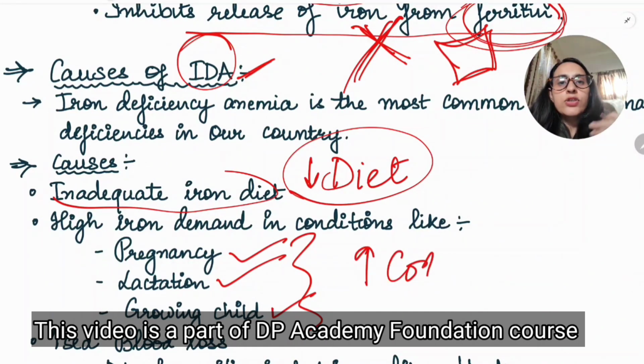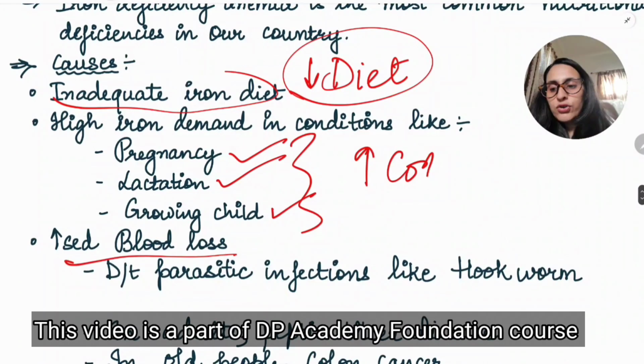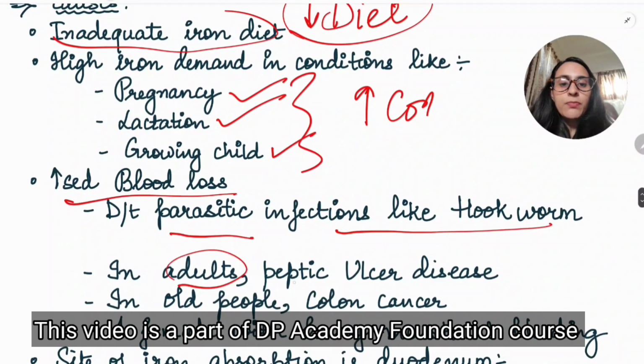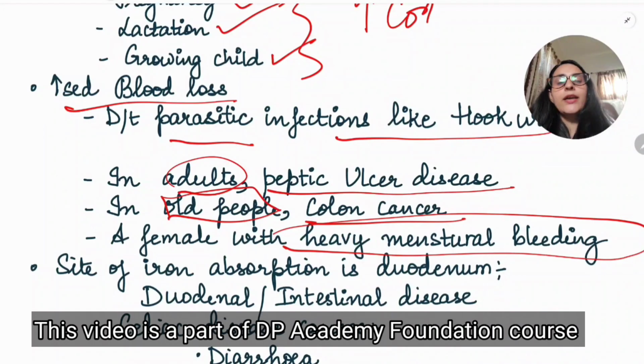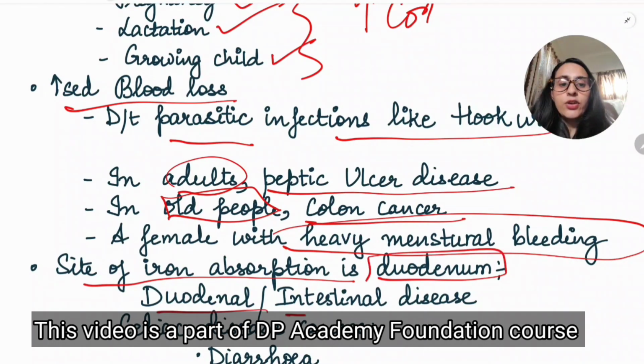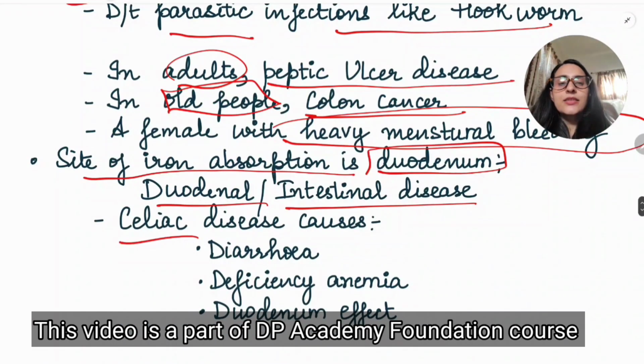Or the iron is lost via blood, for example, increased blood loss due to parasitic infection such as hookworm infection in children, or in adults blood loss in peptic ulcer disease, or in old people colon cancer, or a female with heavy menstrual bleeding. Blood loss causes loss of iron from the body. The site of iron absorption is the duodenum, so any disease of the duodenum or intestine can also decrease iron absorption. For example, celiac disease, which has a lot of D's: diarrhea, deficiency causing anemia, and duodenum effect.